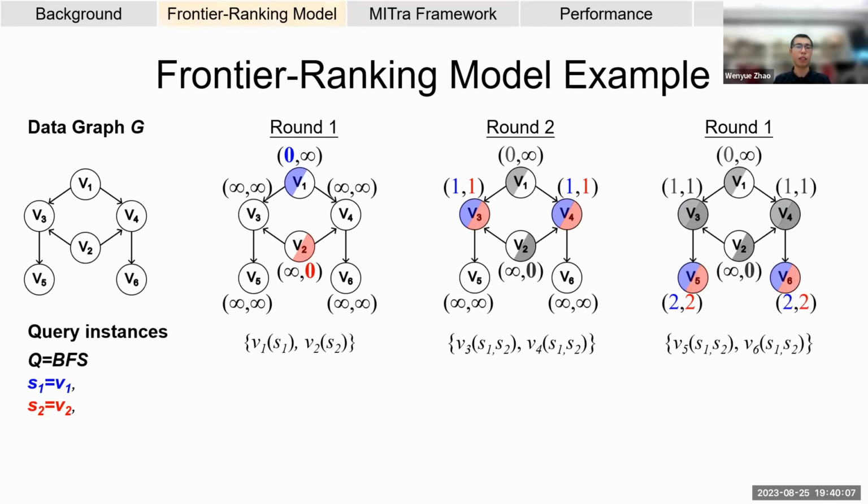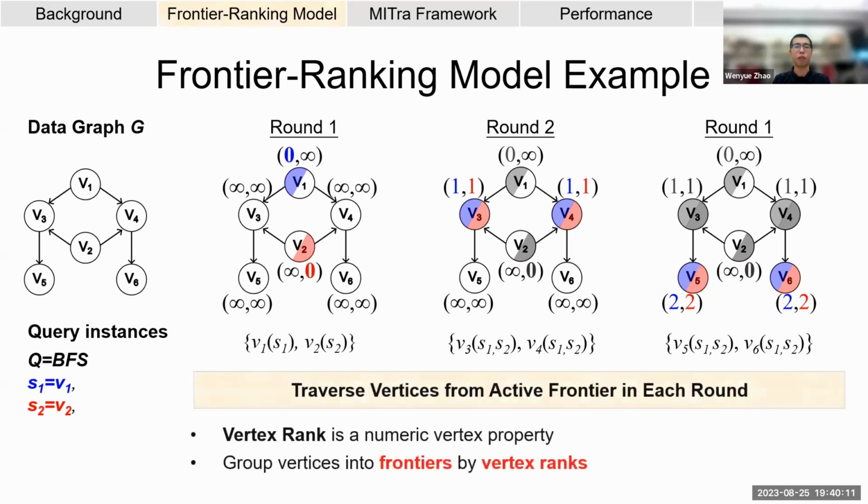As we can see, the pattern in this frontier ranking process is that we have vertices grouped into frontiers based on their frontier rank value, and in each round, we are visiting vertices from the active frontier and traversing its neighboring edges, updating vertex rank and frontiers at one time.